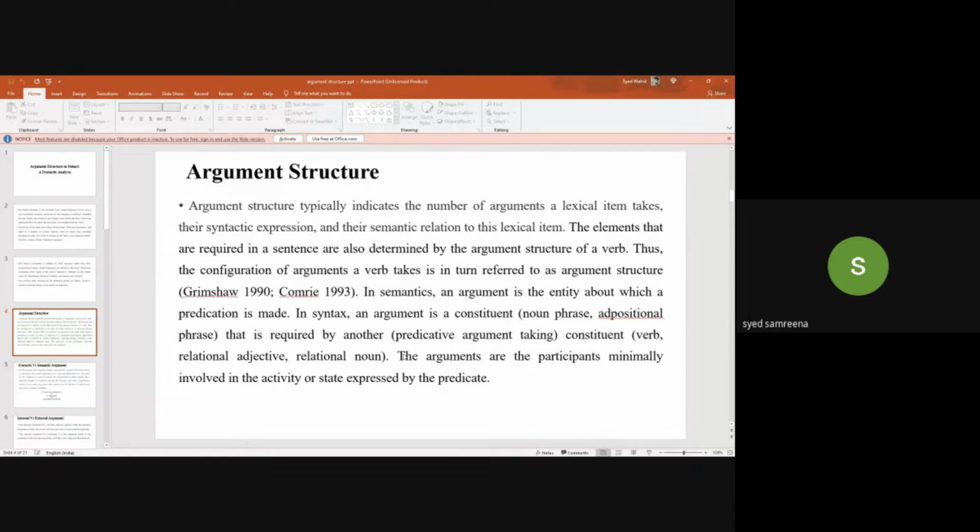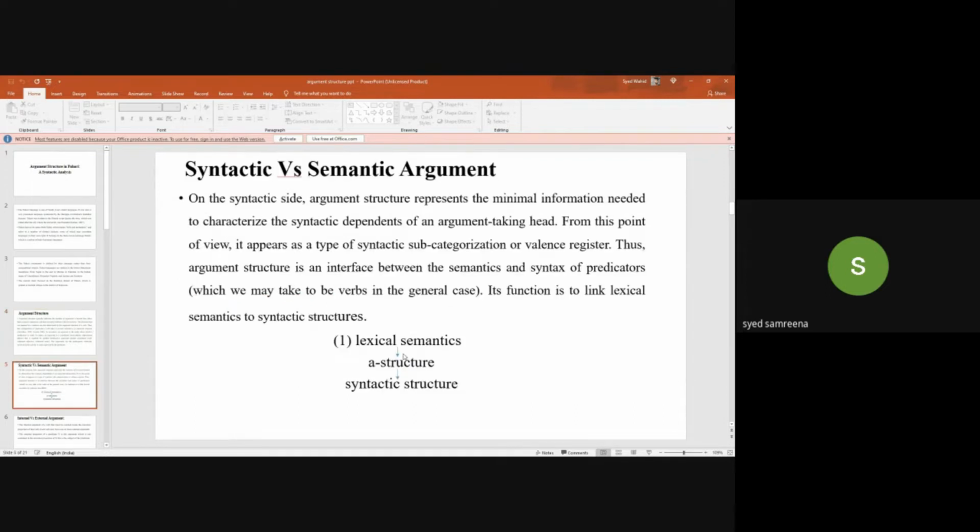The elements that are required in a sentence are also determined by the argument structure of a verb. Thus, the configuration of arguments a verb takes is in turn referred to as argument structure. In semantics, an argument is the entity about which a predication is made. In syntax, an argument is a constituent, a noun phrase or an adpositional phrase, that is required by another constituent. The arguments are the participants minimally involved in the activity or state expressed by the predicate.